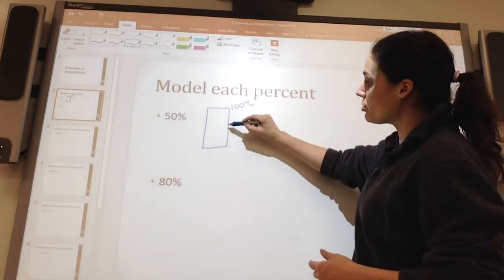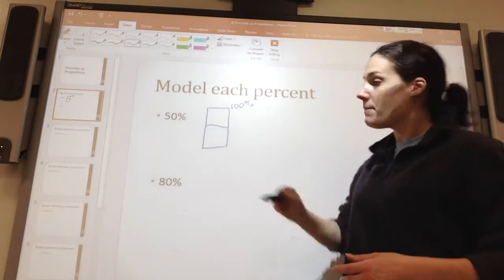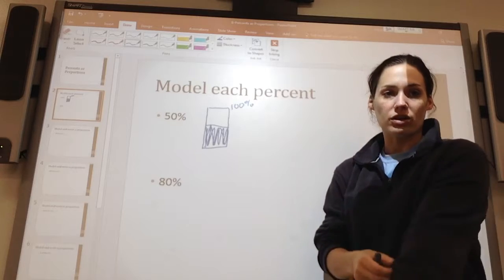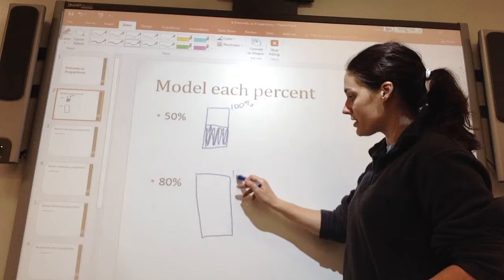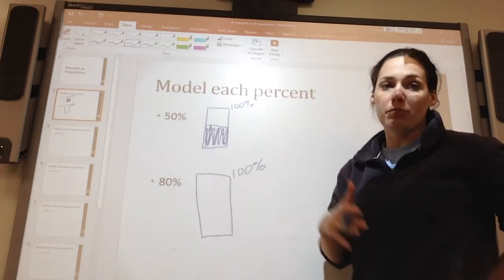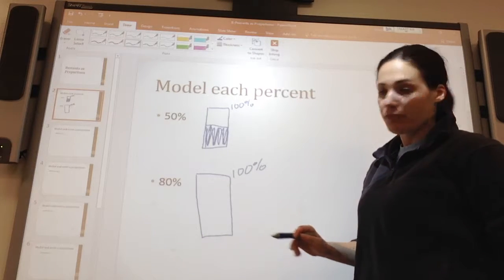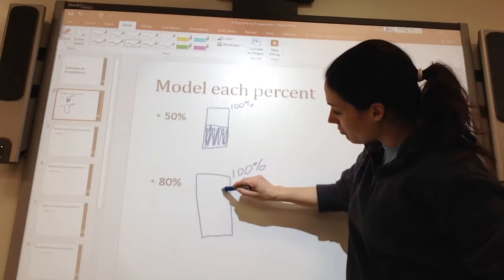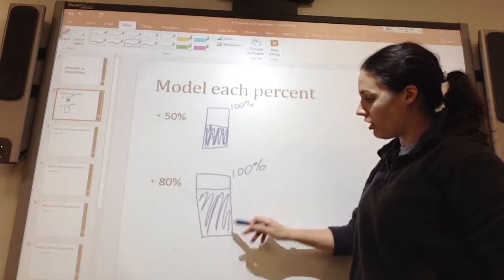So if I split this into two equal sections, right in the middle, it's not quite right in the middle, but go with it, that means it's half full. That's what 50% looks like. Down here with 80%, again, if I have a rectangle, or you can think of it as a cup, all the way at the top would be 100% full. If I wanted to fill it 80% full, as an approximation, it would probably be right here. That would be about 80% full.